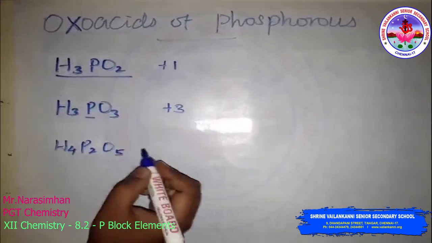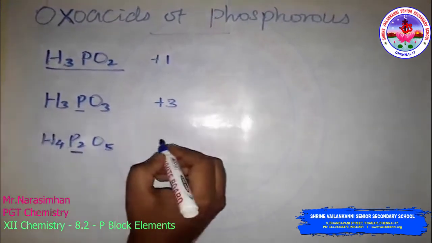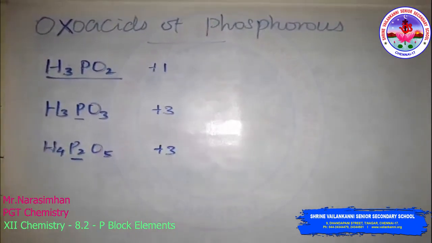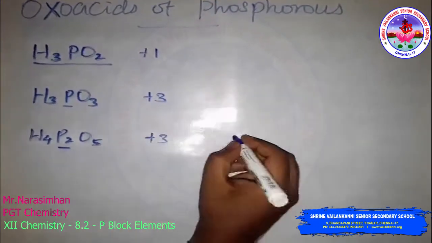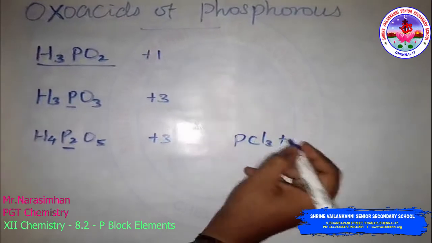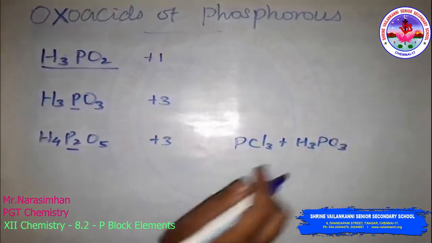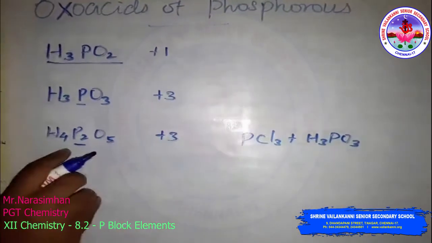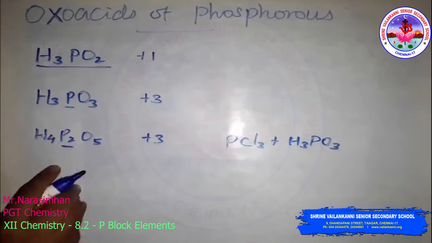Then pyrophosphorous acid, the formula is H4P2O5. This is pyrophosphorous acid, and the oxidation state of phosphorus is +3. And the preparation is PCl3 reacting with H3PO3, phosphonic acid, and you will get this pyrophosphorous acid.